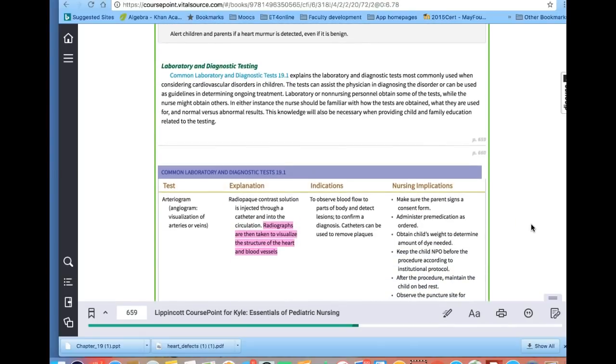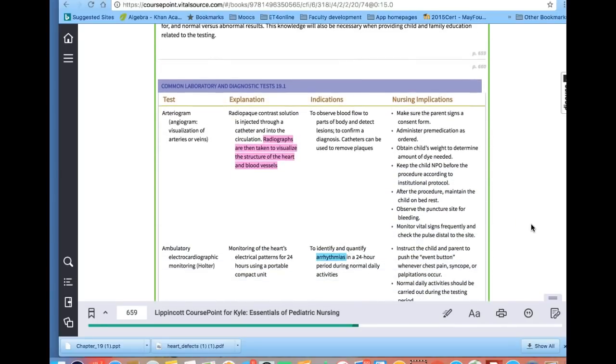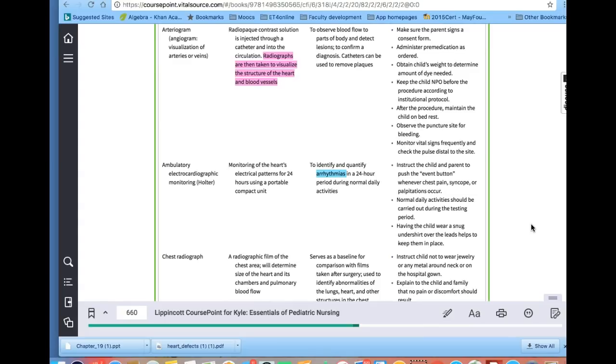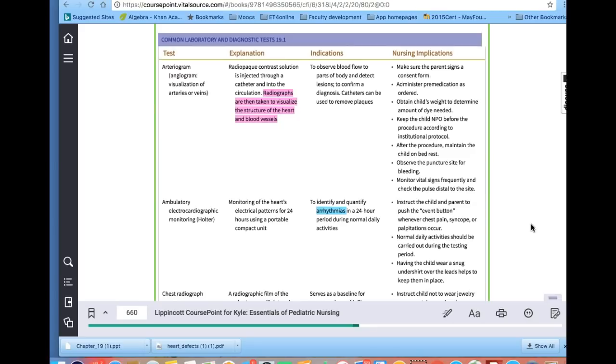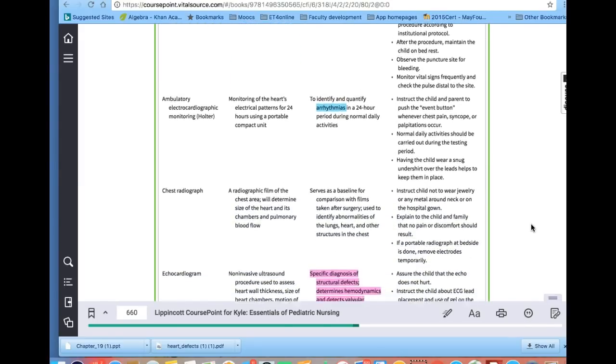All right, some lab and diagnostic testing that you might see used with these kids. Arteriogram looks at structure. If they see something that they might suspect as being a cardiac defect, maybe on an x-ray, then they may go deeper and look for structural defects in arteriogram. Holter monitor. If you have a child that you suspect of SVT or some sort of arrhythmia, then you might see a 24-hour Holter monitor. And again, this has nursing implications. I love these charts. So nursing implications to go with each one.